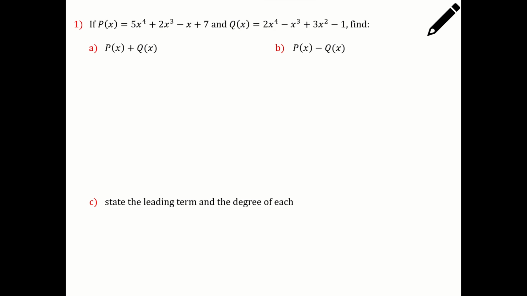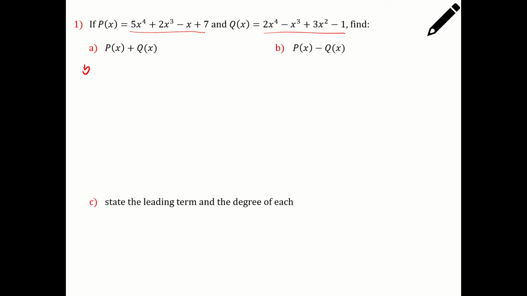So if p(x) equals 5x to the power of 4 plus 2x to the power of 3, take away x plus 7, and q(x) equals 2x to the power of 4 minus x to the power of 3 plus 3x squared minus 1, find p(x) plus q(x). So what that means is I'm going to add these two polynomials together. So p(x) is this expression here, q(x) is that expression there. I'm just going to add those two expressions together.